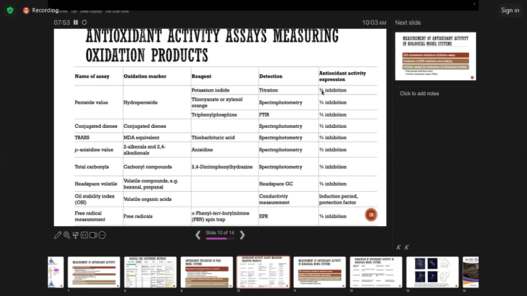Anyone can share? Don't be shy. How do you analyze your antioxidant activity for your research? There's nothing wrong, don't worry. Table. DPPH, and then the results will come in a table. Or IC50. Okay, similar to my student.